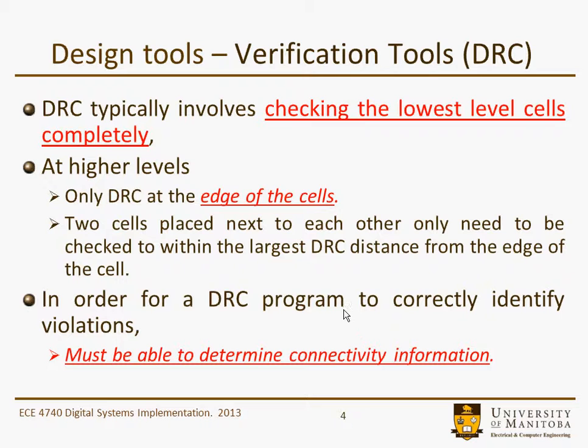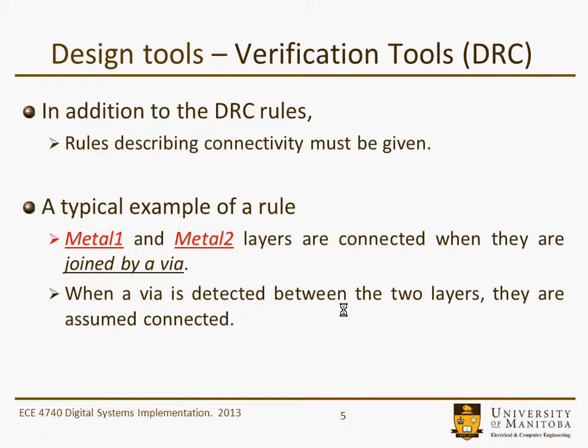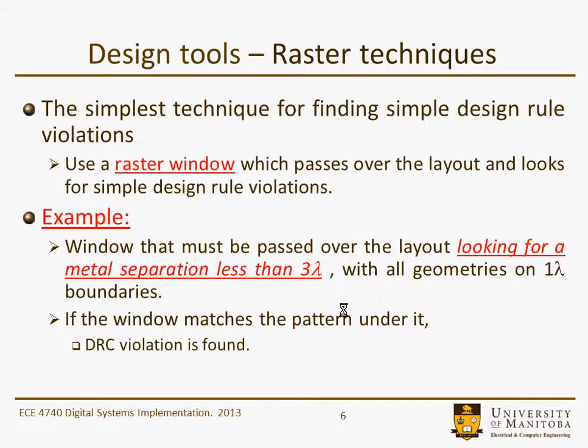In order for a DRC program to correctly function, it probably also has to be able to determine connectivity information. An example there might be metal 1 and metal 2 connected by a via, so you'd have to be able to determine that the via connected those two layers together. Otherwise, it may be flagged as a design rule violation that's not really one if they're electrically connected.